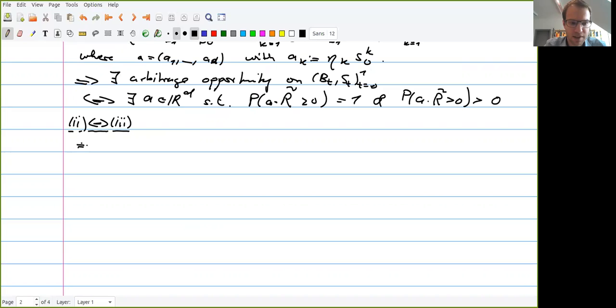So let me break the proof into the two parts. The first one, I mean, they're both not super hard. I want to show that condition (ii) implies (iii). For this, I assume that (iii) is not true.